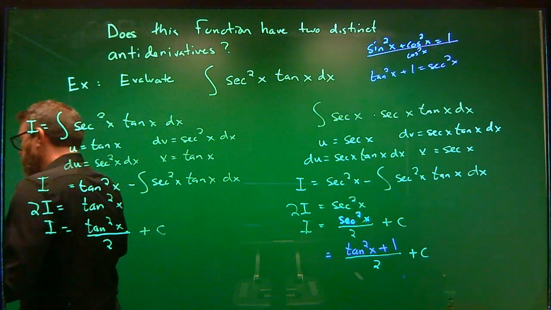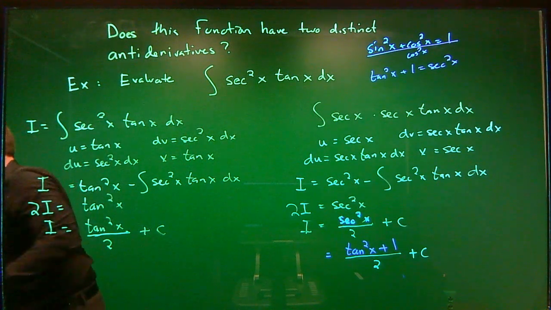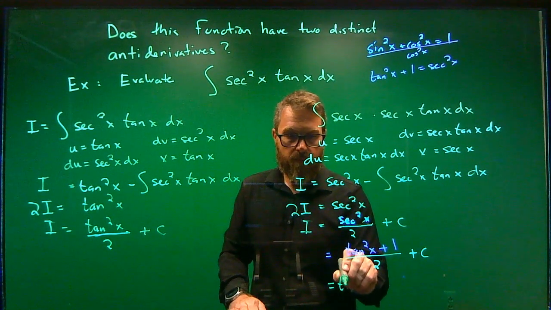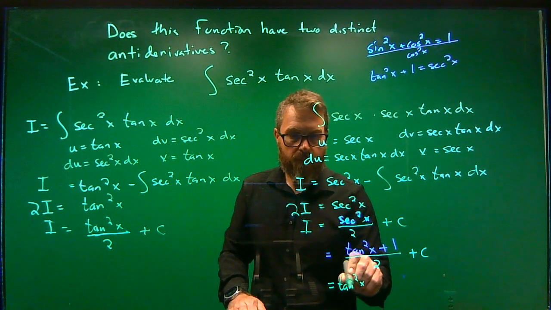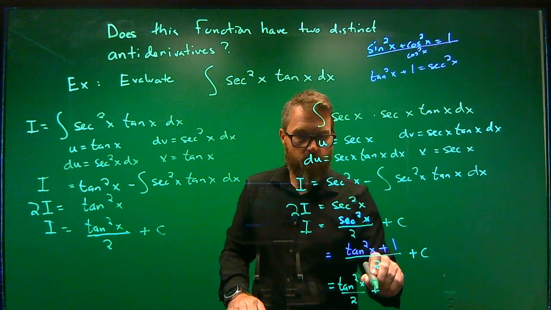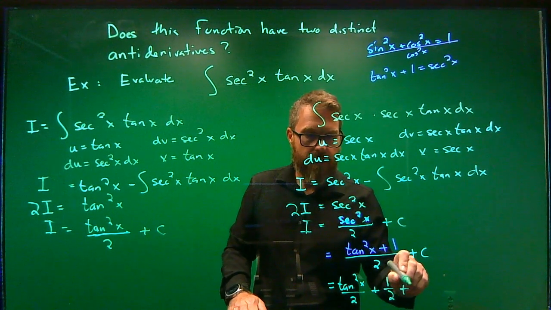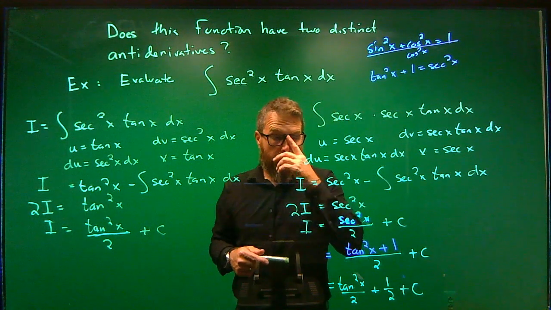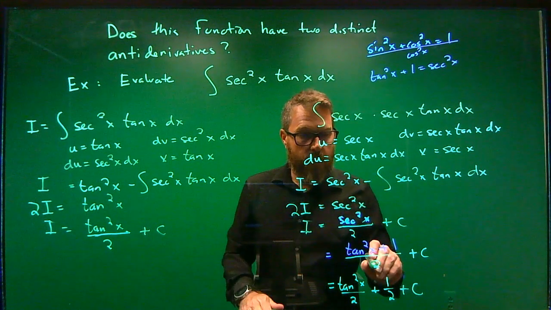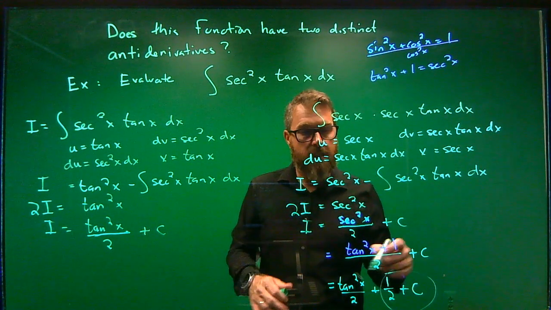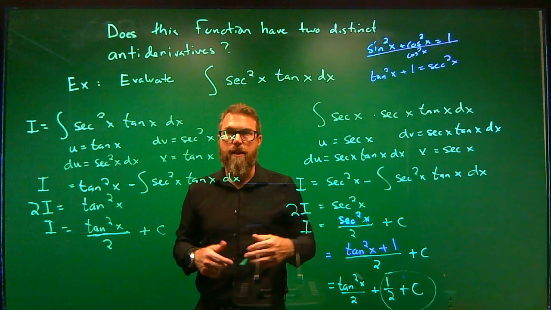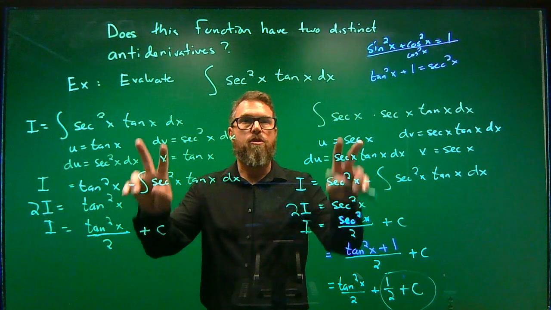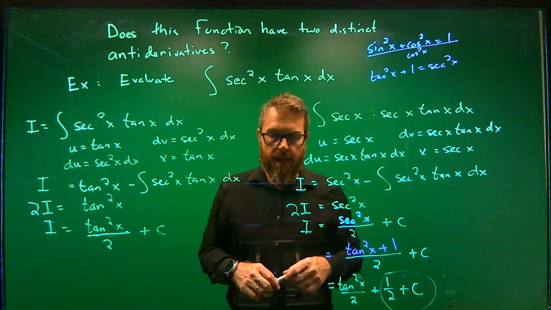So now I'm simplifying this expression. This is going to be equal to the tangent squared of x over 2 plus 1/2 plus c. And what we know is that c represents any constant. So really this 1/2 plus c still represents a general c. So these are not unique. You actually get the same answer using two different substitutions.